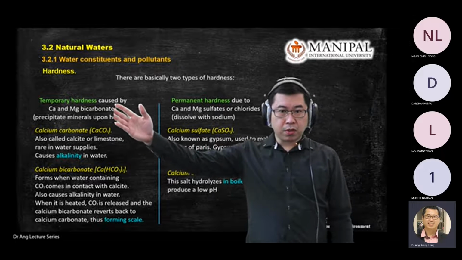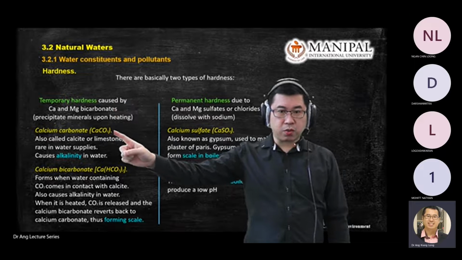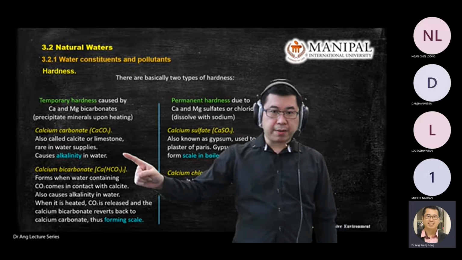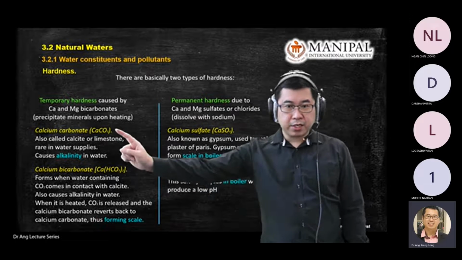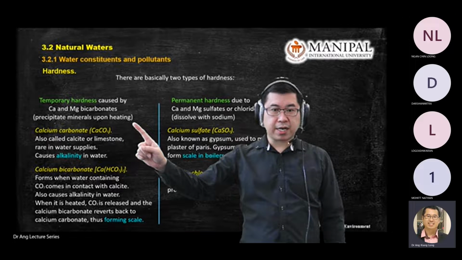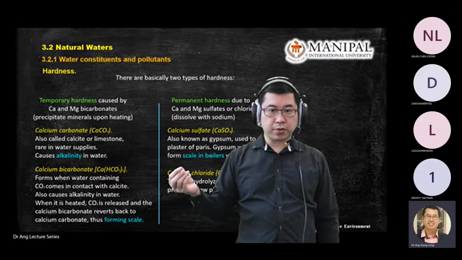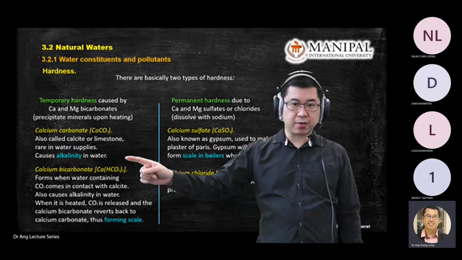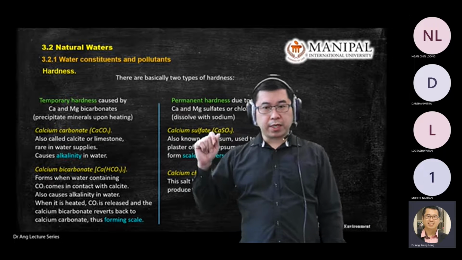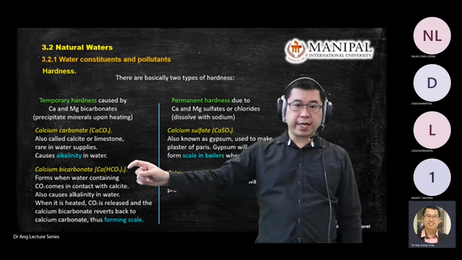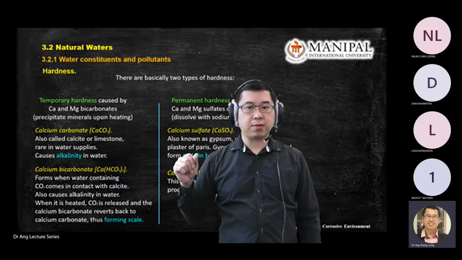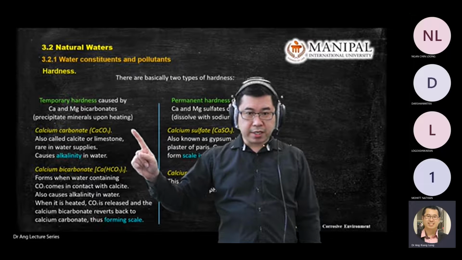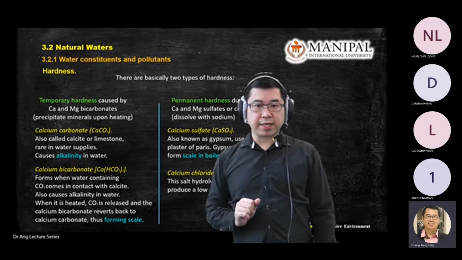Okay, so what can CaCO3, calcium carbonate, do? It will cause your water to become alkaline. CaCO3, calcium carbonate, means limestone. However, it's very rare in water supply, just take note. When you're near a mountain area that has limestone, then you have this element in the natural water. CaCO3 causes alkalinity in the water.